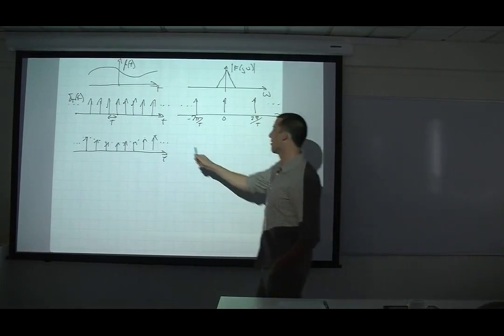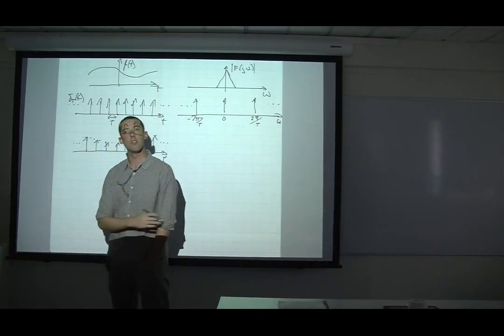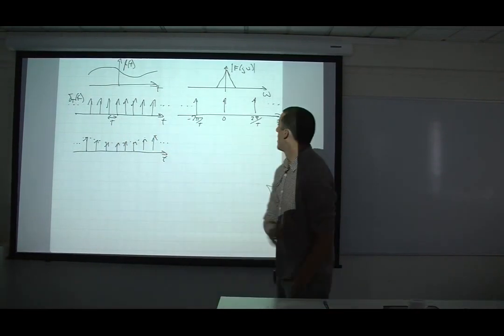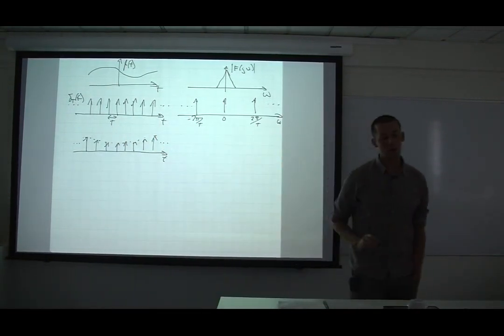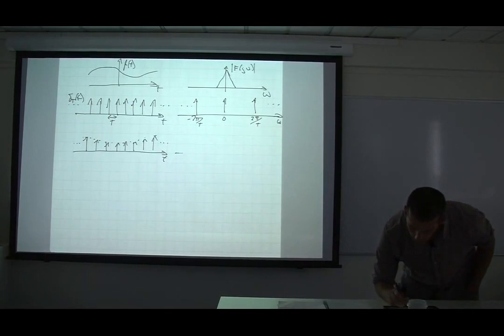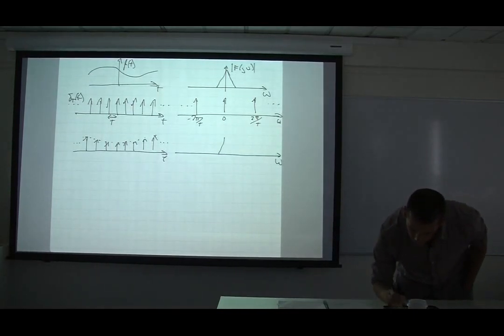So it still goes off in both directions forever and ever. And what's the spectrum going to look like? Well, we already talked about the fact that we just get replication. So if that was a height of 1, now it will be at 1 over T. And I will get multiple copies, and that will go on forever.